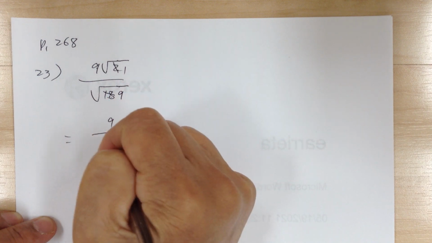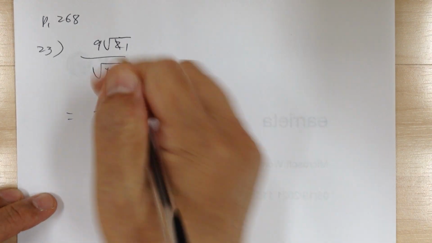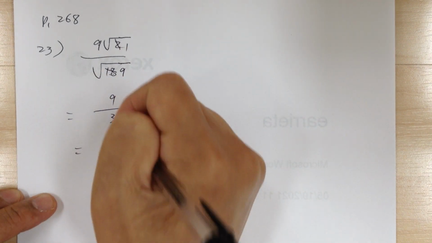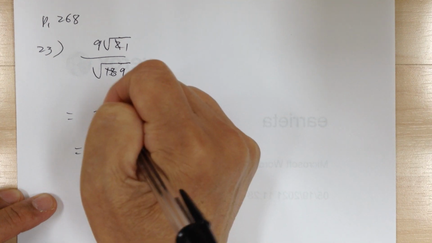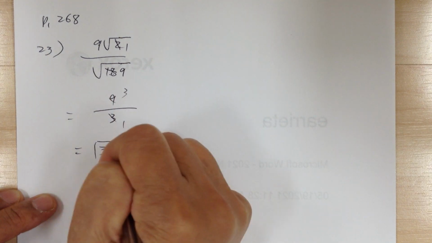Now square root of 9 is equal to 3. And so now you can cancel even more. Divide by 3, you get 1. Divide by 3, you get 3. So the answer is equal to 3.